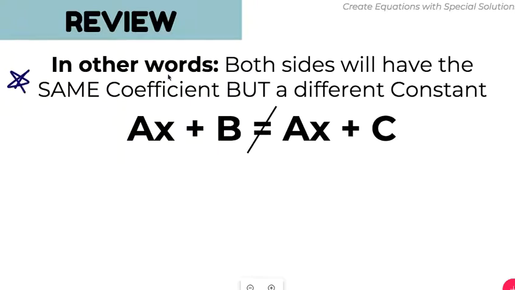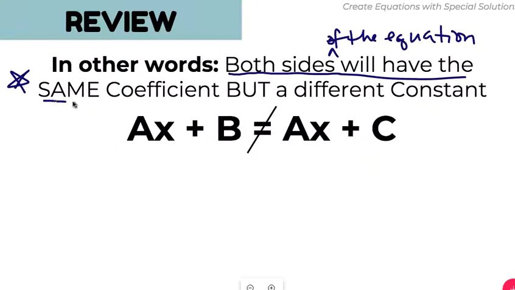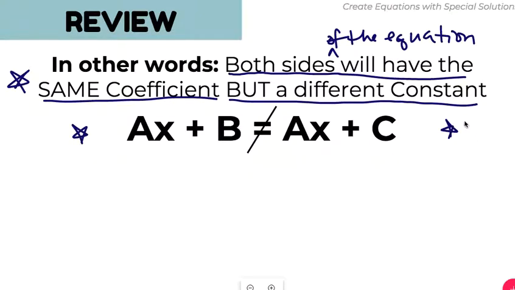So let's look at something to copy down. So we're going to copy this section. But both sides of the equation will have the same coefficient, but a different constant. So copy that down and then copy this example down here with the letters. Hit pause and do that.